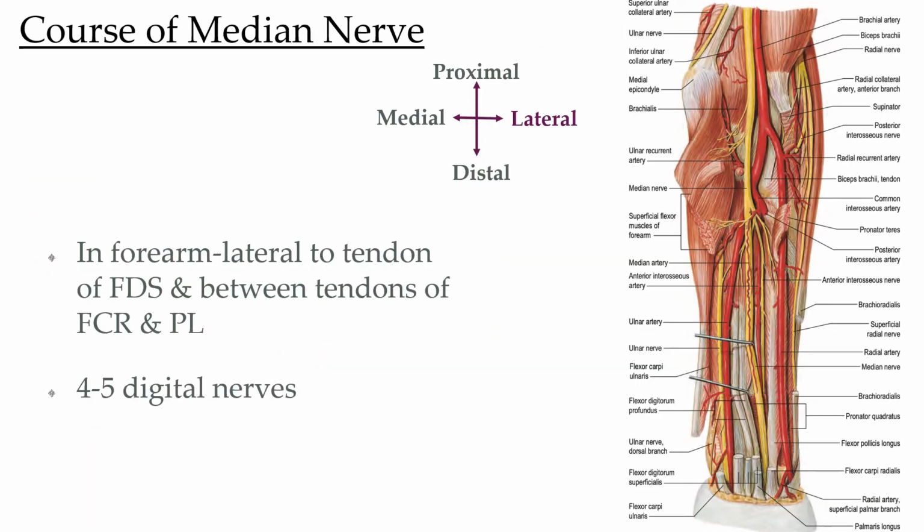Now let us start with the details of the median nerve in the hand. The median nerve descends down in the forearm lateral to the tendon of flexor digitorum superficialis, and while descending it lies in between flexor carpi radialis and palmaris longus. It passes deep to the flexor retinaculum, that is, within the carpal tunnel. While entering into the carpal tunnel, it gives a cutaneous branch which passes superficial to the flexor retinaculum.